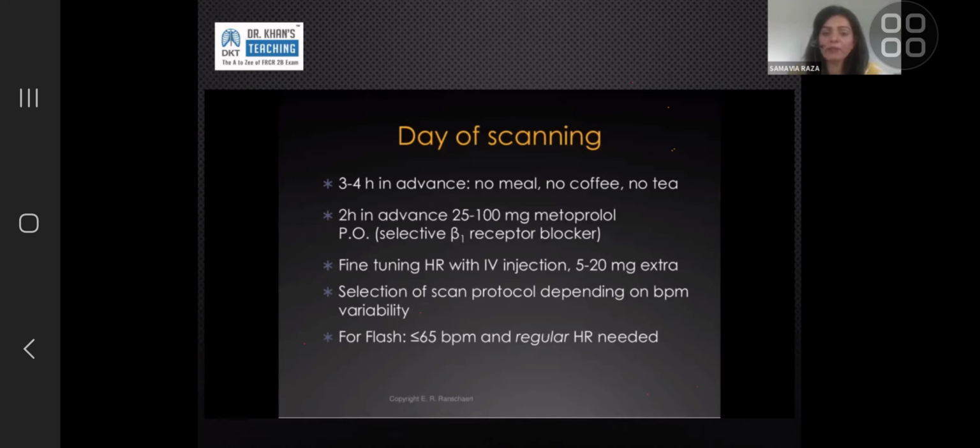The selection of the scan protocol will then depend on the heart rate. Like I've told you, every scanner wants or asks for a low heart rate, so less than 65 is preferable. And just as important as the rate is also the rhythm.